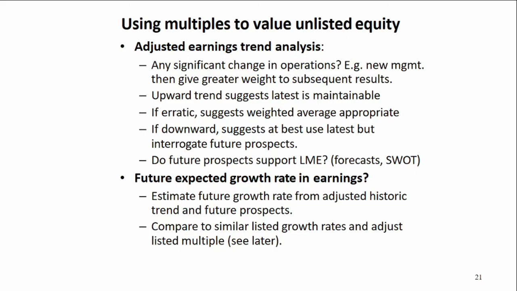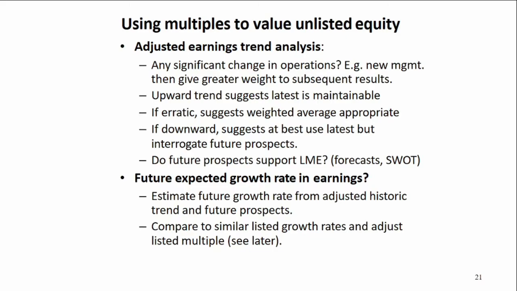For example, if we have new management that started 2 years ago and our historic period is 5 years, when we want to calculate our maintainable earnings, it makes sense to calculate an average and give greater weight to the years in which the new management were working at the company. If we look at our adjusted earnings and we can see that there is an upward trend in growth in our earnings, then this suggests that the latest year is maintainable, and this is the year that can be used when we are calculating the value of equity.